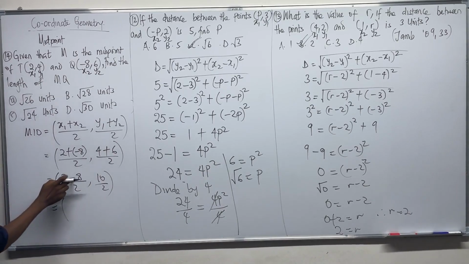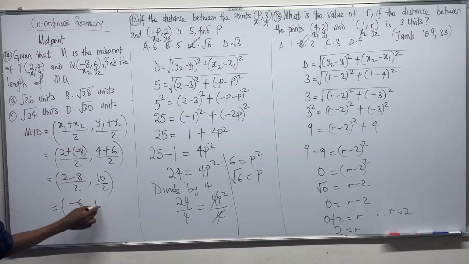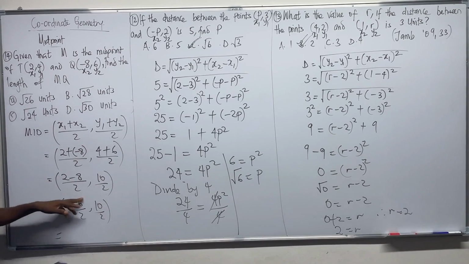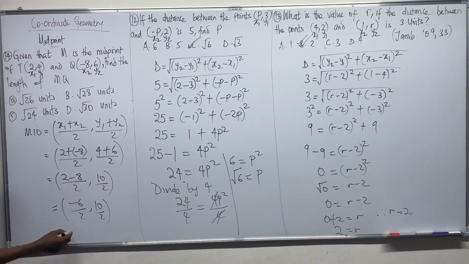Now what is 2 minus 8? 2 minus 8 is minus 6. And then we have 10 over 2. Now, finally, you have to simplify this gradually. So minus 6 over 2 is minus 3. Then 10 over 2 is 5. So this is your midpoint. That's M. That's your midpoint.